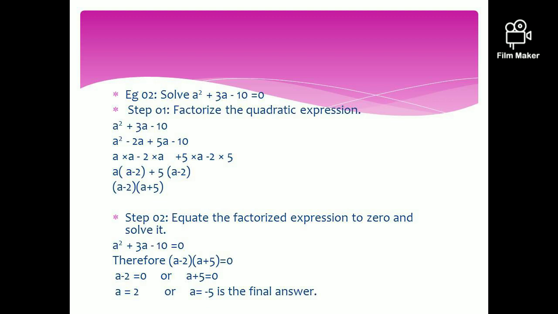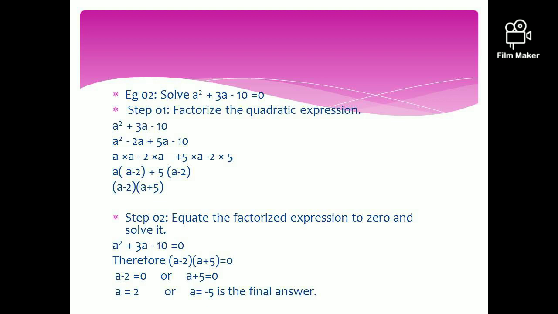If you come to this example, we need to solve a squared plus 3a minus 10 equals 0. Now the first step is to factorize a squared plus 3a minus 10. How to factorize it? First multiply the coefficient of the square term with the constant term. 1 into minus 10 is minus 10. Then work out the factors of minus 10 whose addition should equal 3.